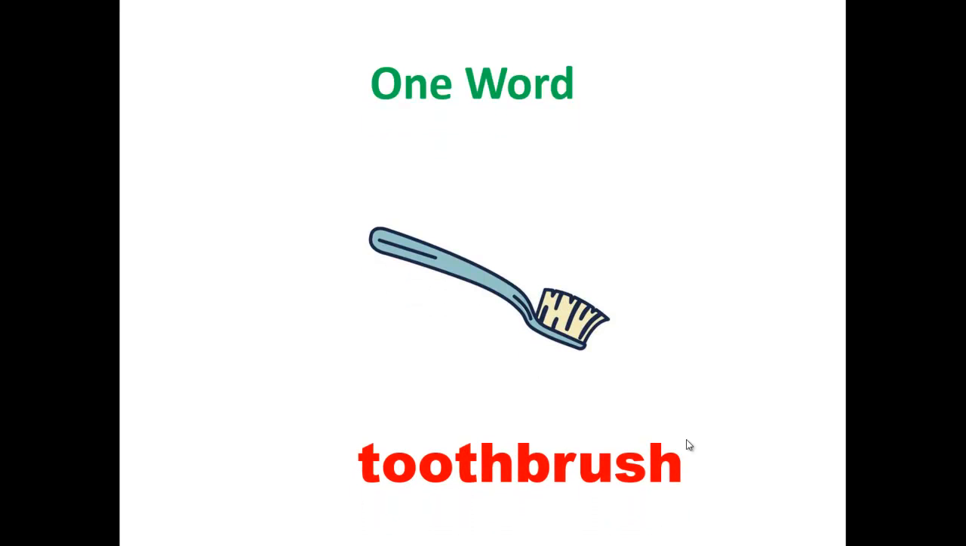Toothbrush. It's made up of two parts or two words. What is the first word? Tooth. The second word, brush. The two parts or the two words are joined together or used together to make up a new word to refer to something. So it is a compound word. How is this compound word written? It is written as one word.